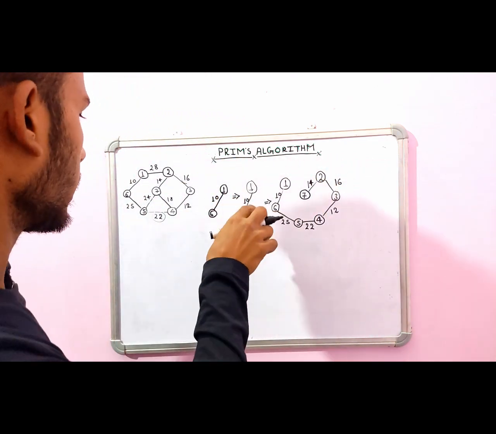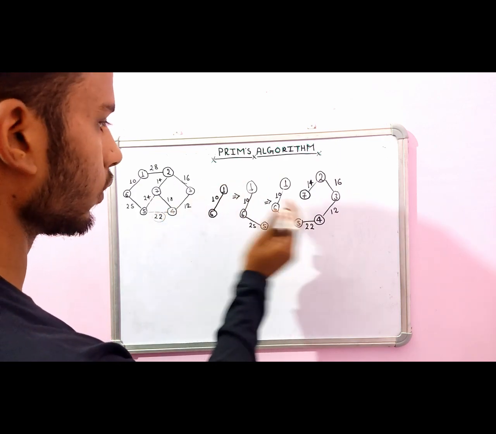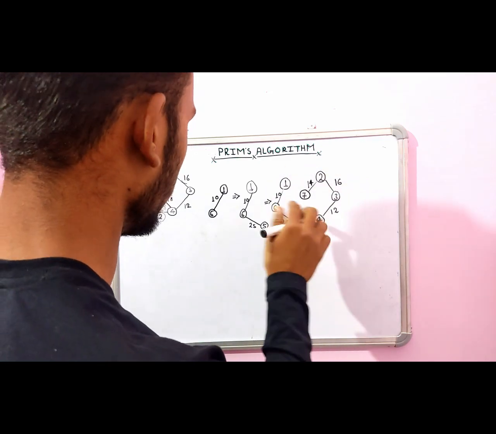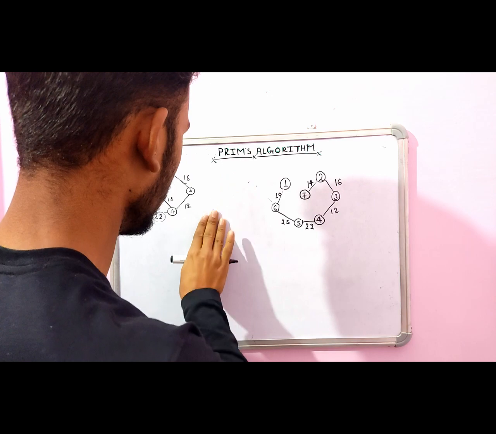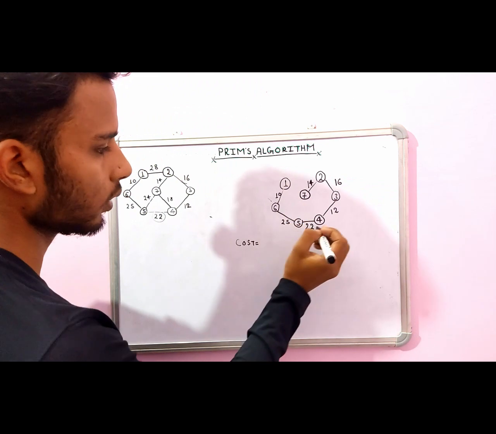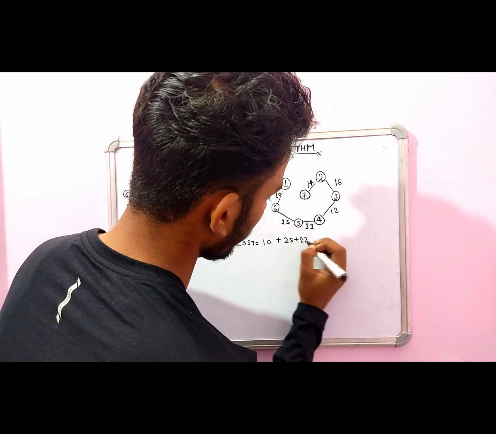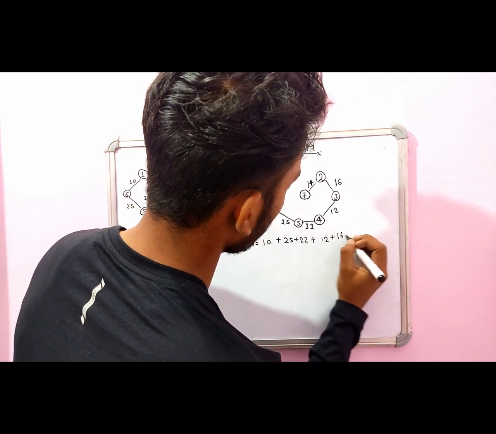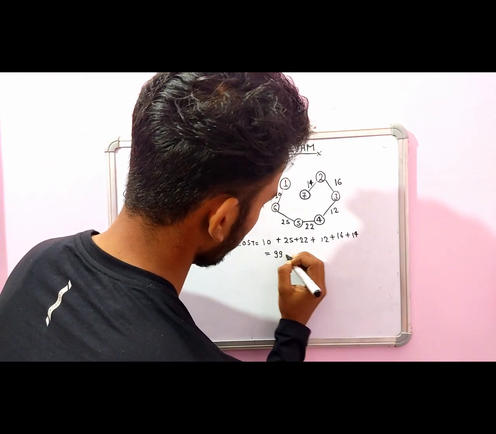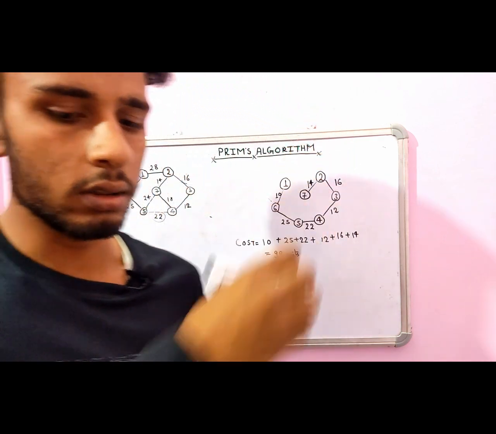Okay. Now we cannot connect further because if you connect 1 to 2 or 7 to 4, it will form a cycle. So it will violate the condition of minimum spanning tree. So this is the final minimum spanning tree. Now we calculate the cost. The cost can be calculated as the sum of all the weights on the edges, that is 10 plus 25 plus 22 plus 12 plus 16 plus 14, and that comes out to be 99 units. So this is the cost for the minimum spanning tree.